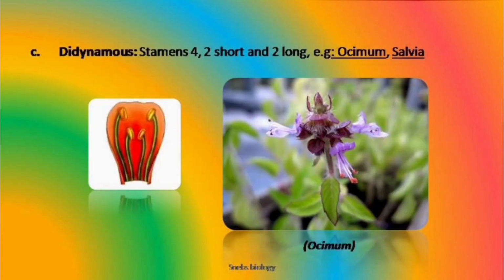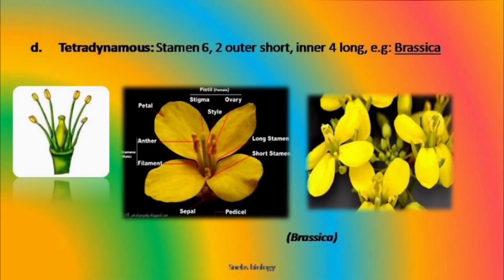And the third one is known as didynamous condition. In didynamous, there are total 4 stamens and out of the 4, 2 outer have long filament and 2 inner have short filament, which is found in Ocimum and Salvia. And the fourth condition is known as tetradynamous condition. In tetradynamous condition, there are 6 stamens. Out of these 6, 2 outer are short and 4 inner have long filament. It is the characteristic feature of Brassicaceae family. In the members of Brassicaceae family, we find tetradynamous condition.